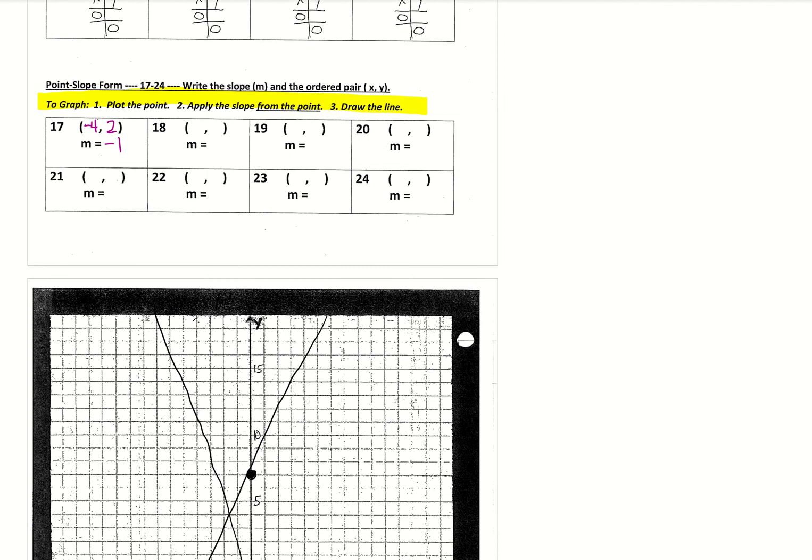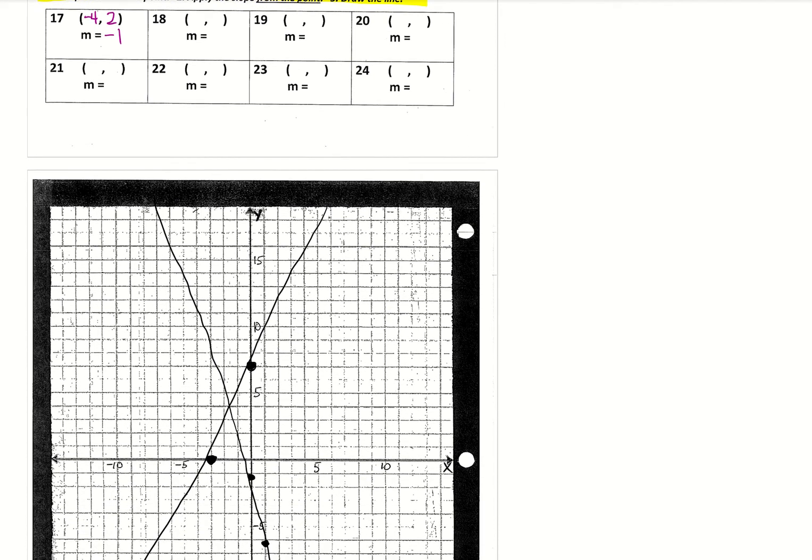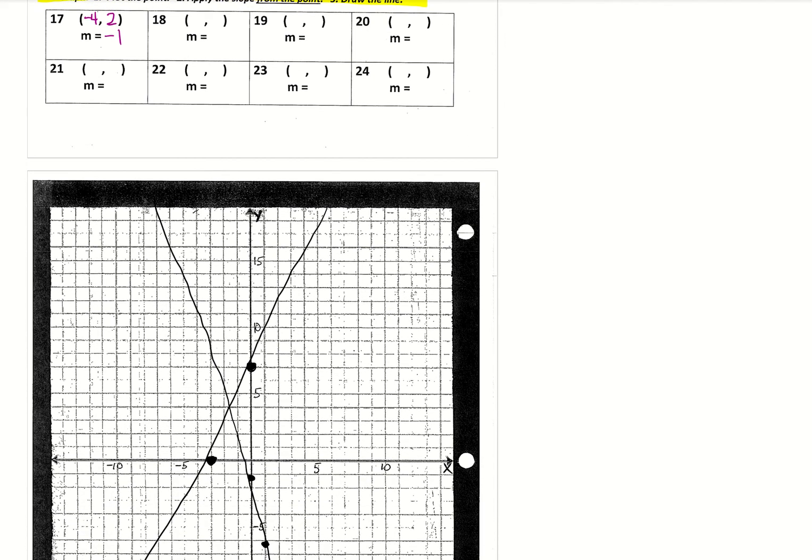Number 17, okay, I'm going to first plot the point. My point is at -4,2. One mistake that we made on a recent quiz a lot was that we thought that -4,2 meant I need to put a point at -4 right here, and put a point at 2 here, and then draw my line. Well, no, that doesn't work, because that doesn't have a slope of -1, which is what it specifies right here. So you have to make sure you don't do that.